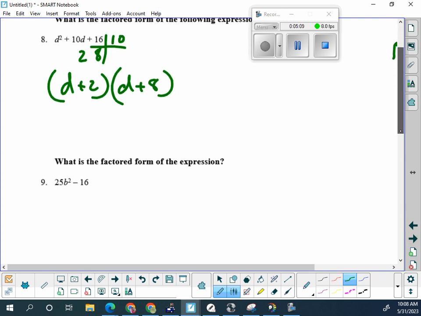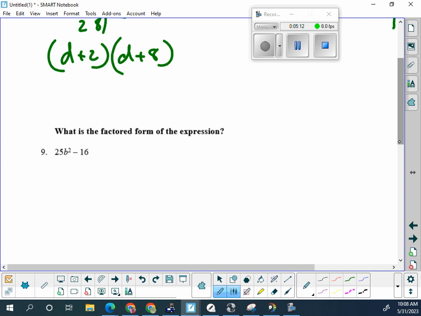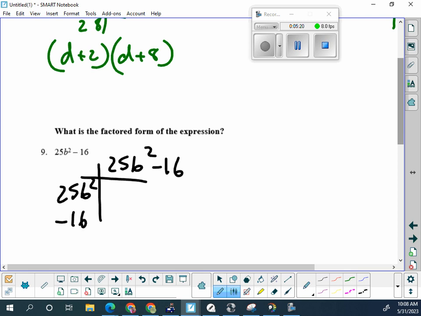I'm going to box it up with this one too. There's a short way to do this, but let's just box it up. 25b squared minus 16. 25 times 25 is, oh, I'm sorry. I'm not boxing this one up. Shame on me. I'm factoring it.